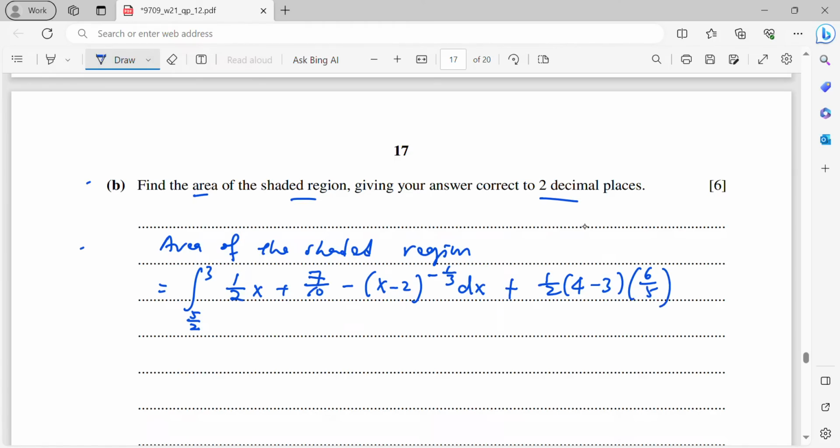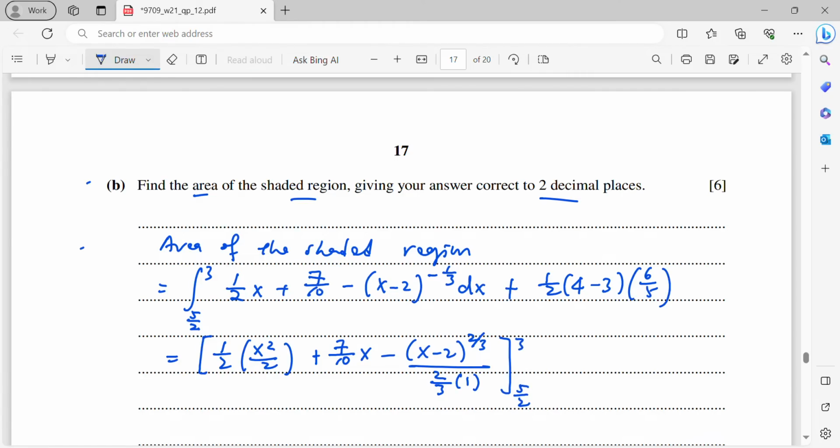Okay, so for the first part to integrate, we always add 1 degree to the x, right? So here half, instead of x, I change to x squared over 2 with limits, plus 7 over 10 becomes 7 over 10x. Then the next term is x minus 2 to the power of negative 1 over 3, you plus 1, becomes 2 over 3. Then divide by 2 over 3. Differentiate x minus 2 is 1. Okay, don't forget to differentiate. Sometimes you don't get 1. So then here plus half 4 minus 3 is 1, then 6 over 5.